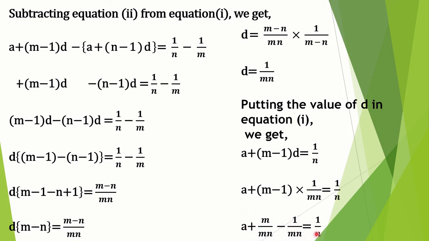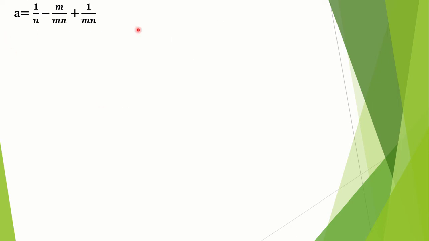From here, we will try to get the value of a. For this purpose, a will be kept on the left hand side and the rest of the terms will be taken to the right hand side. So we will get this line. Now over here, we will take LCM. After taking LCM, we are going to get m minus m plus 1. So this plus m and minus m will be cancelled and ultimately a is equal to 1 over mn. So we have found the value of a as well.